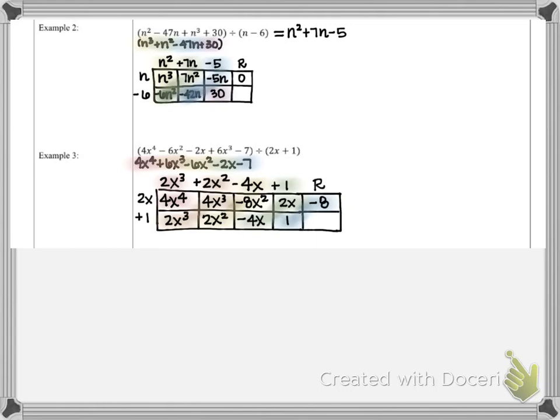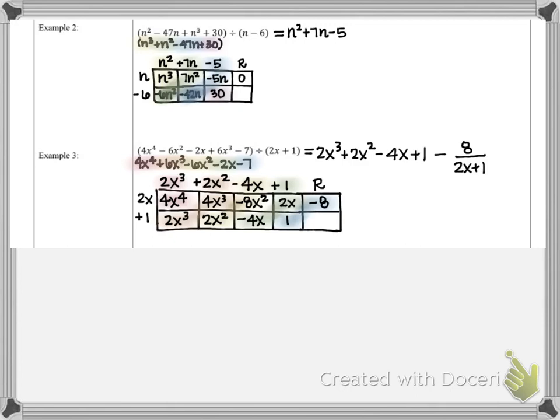So I'm going to write my answer from across the top. So I have a 2x cubed plus a 2x squared minus a 4x plus 1. Okay, now I've got my remainder. Well, my remainder is negative, so let's put a negative sign. The number is 8, and what we were dividing by on the far left-hand side was 2x plus 1. So there's my answer to example number 3.